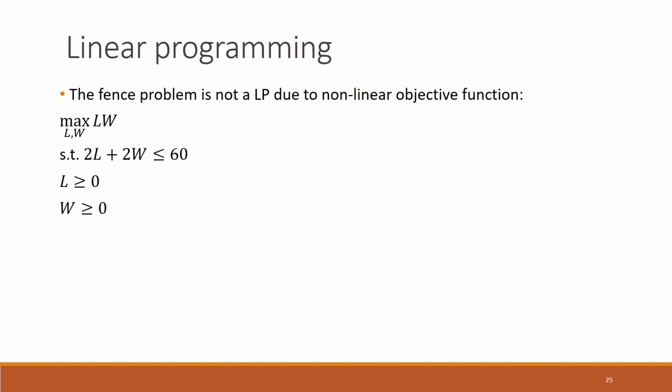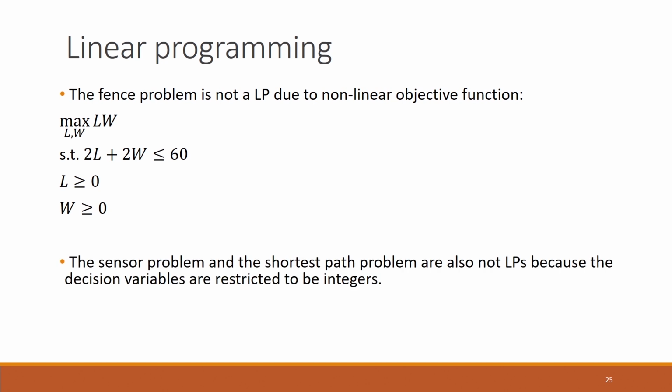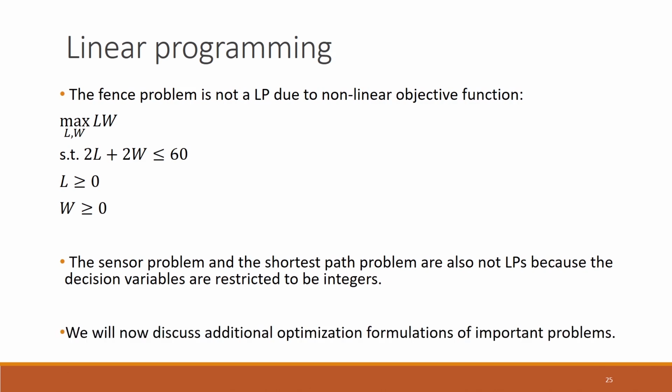The fence problem that we discussed is not a linear program, because the objective function here is not linear, because it is L times W. The sensor problem and the shortest path problem are also not linear programs, because the decision variables are restricted to be integers there. In linear programs, the decision variables have to be continuous. In the next class, we will discuss additional optimization formulations for important problems. Thank you.